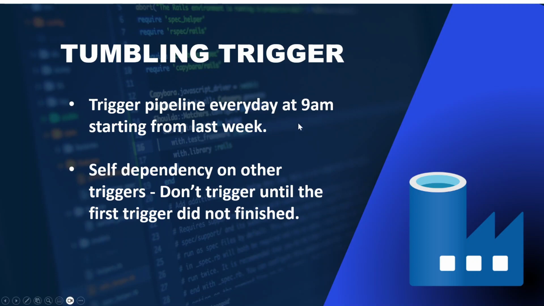The other difference with respect to the scheduling trigger is the self-dependency on other triggers, where you can have 2 triggers, and in the second one you can say, okay, until the first one finishes, don't trigger the second one. So this is a self-dependency that you can put in the tumbling trigger.